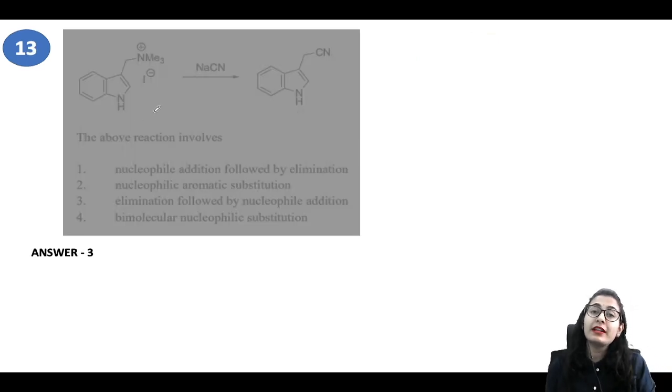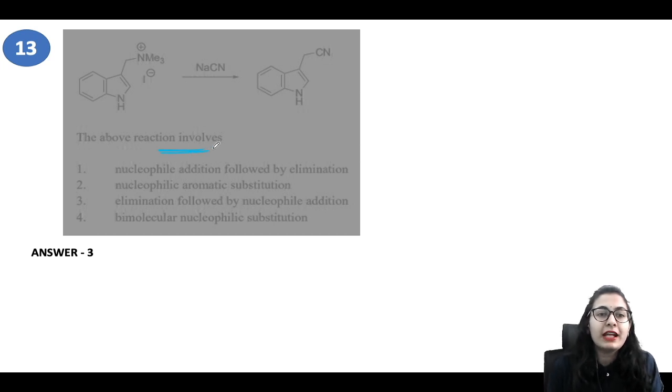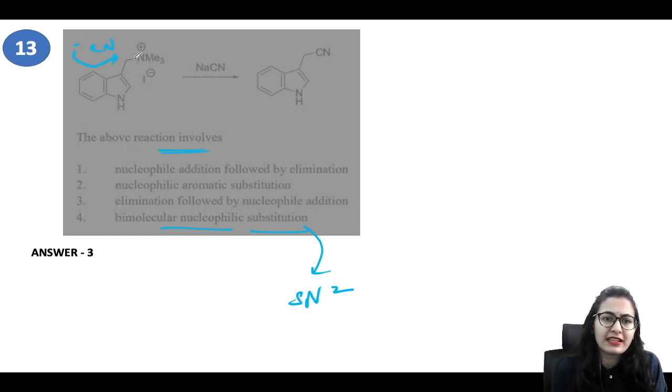Moving onwards to another very simple and tricky question. The above reaction involves. Now you can easily fall for this, thinking it is a bimolecular nucleophilic substitution reaction. You might feel like it is an SN2 reaction. Why? Because we have a cyanide. The cyanide attacks here, and this is a good leaving group, so it is going to leave. But we are falling for this.